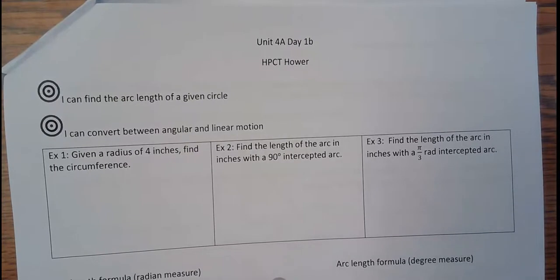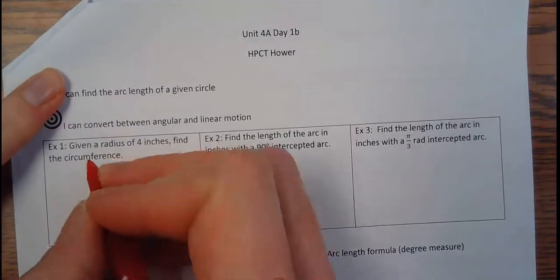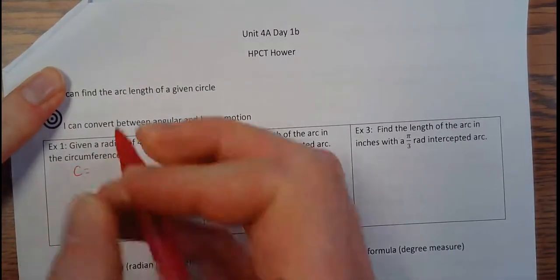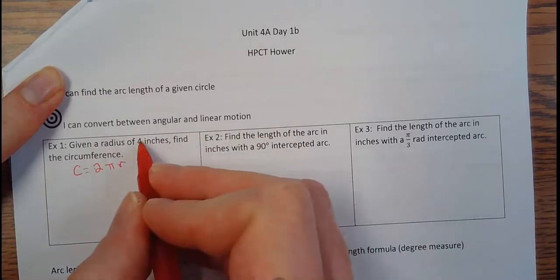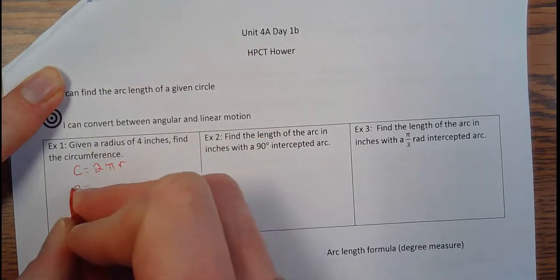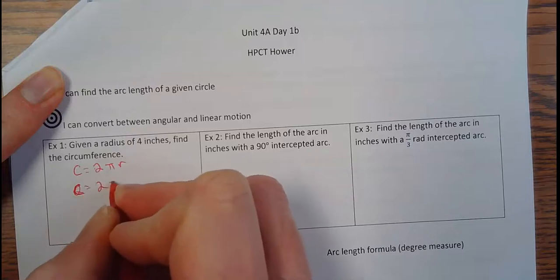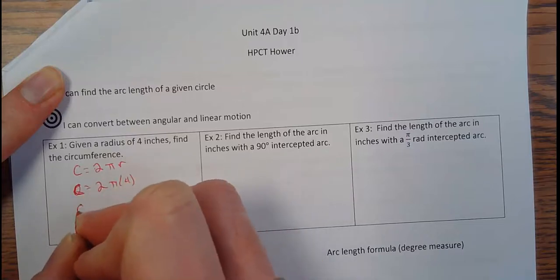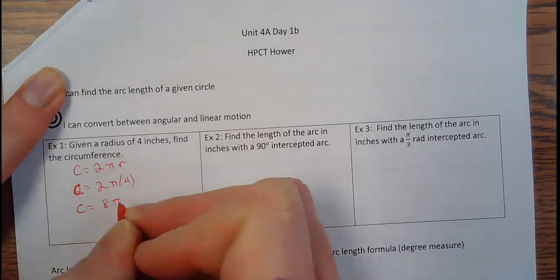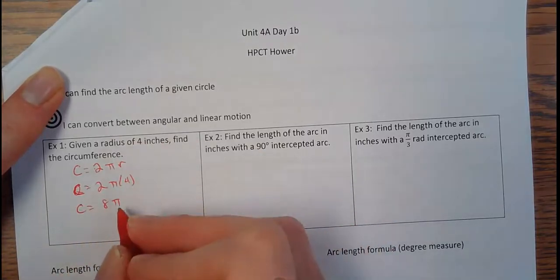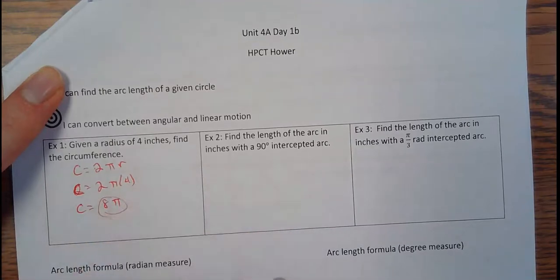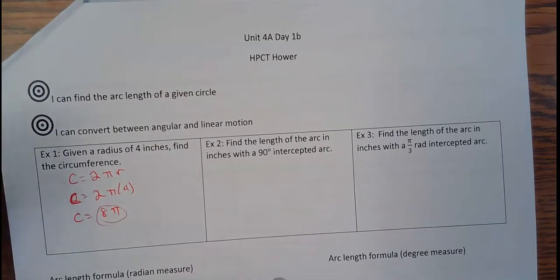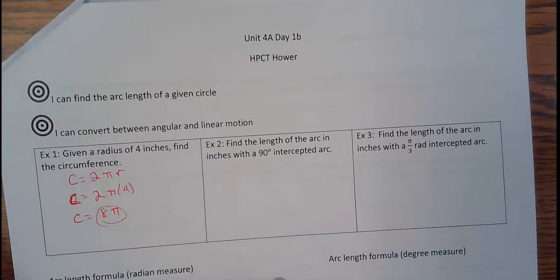So given a radius of 4 inches, find the circumference. If you know the radius, circumference is always going to be 2 pi times the radius. So if I plug 4 in there, circumference is going to equal 2 pi times 4. Circumference equals 8 pi. You can leave it like that if you want to. You can also put it in your calculator and find 8 times pi, but this is exact.